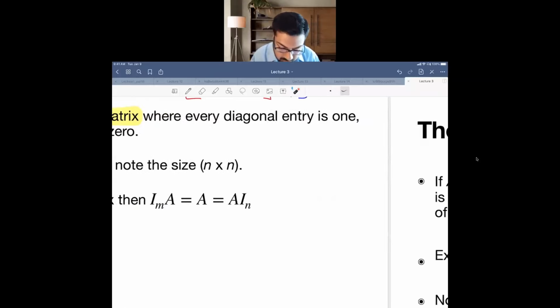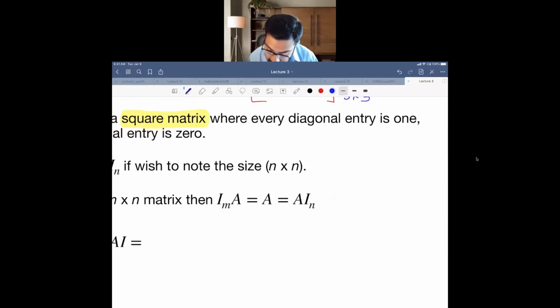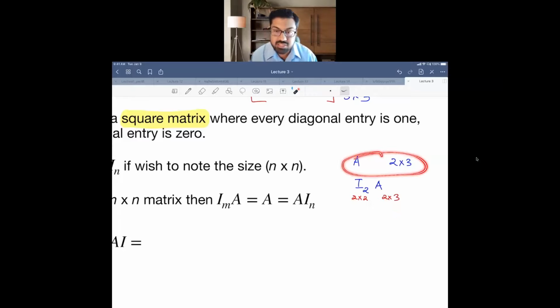So first of all, if A is, say, 2 by 3, I'm going to need I2, right? I2 A is going to be okay, because I have 2 by 2 in this case and 2 by 3 in this case, and I will be able to multiply, because the inner dimensions will match. The result will be 2 by 3, which is the same as A. At least in the sizes, you can see that it'll match up.